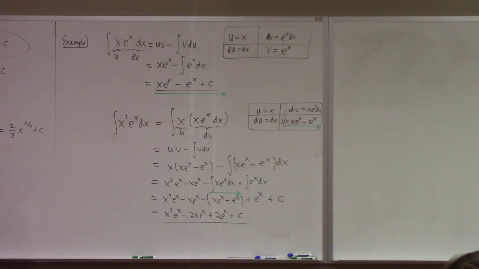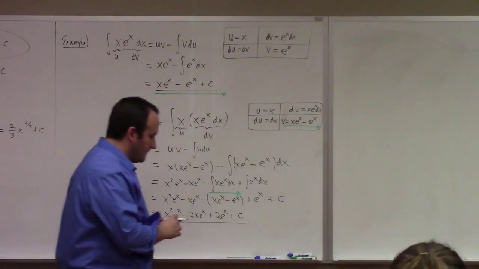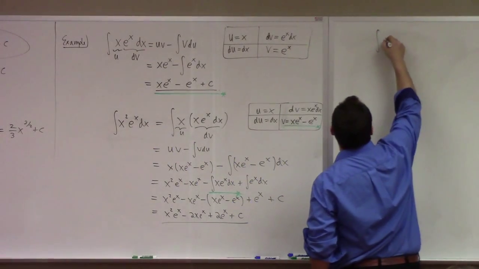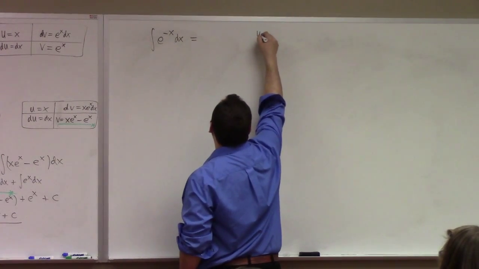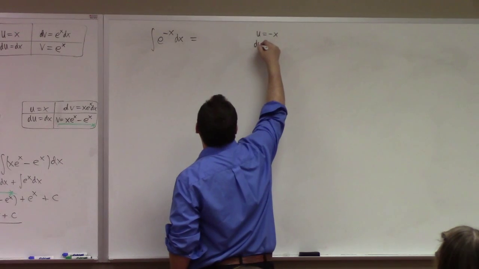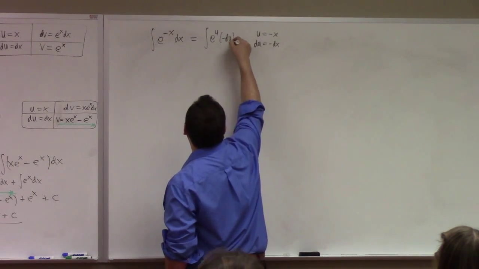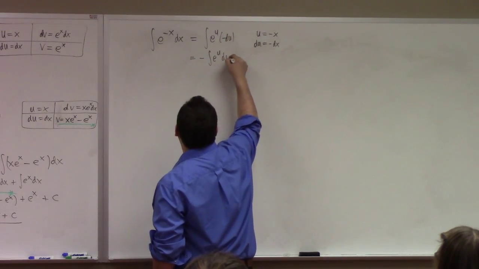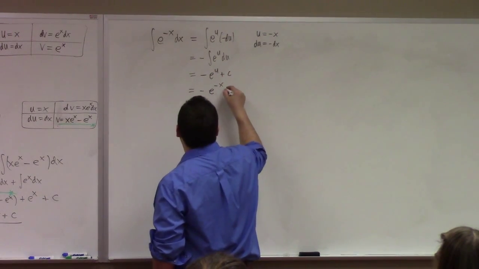Is that a question or a scratching? Both. When you have an e to the negative x dx, what should you do? Sure. This one is just plain old garden variety u substitution. Let u equal minus x, so du is minus dx. So this is the integral of e to the u times minus du. So it's minus the integral of e to the u du, which is minus e to the u plus a constant, which is minus e to the minus x plus a constant.